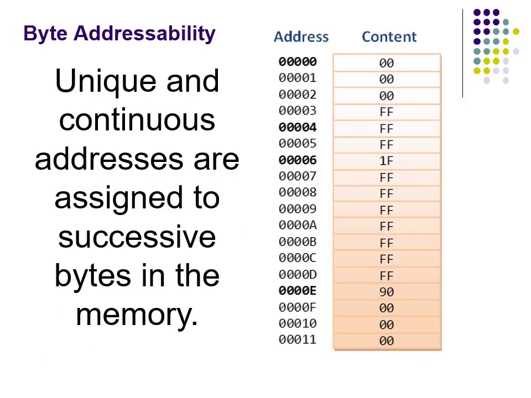So this is the standard definition of byte addressability, what we studied in the previous slide. Unique and continuous addresses are assigned to successive bytes in the memory. They have added more accurate words in this definition. The address must be unique. It must be continuous. That's 0. After 0, the next address should be 1, 2, 3, 4, right? Assigned to successive bytes, right? Continuous bytes here. It is called byte addressability.